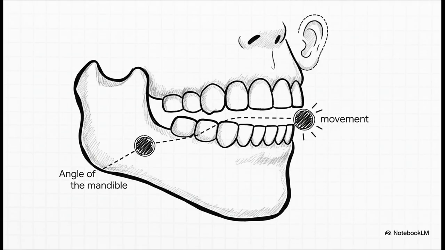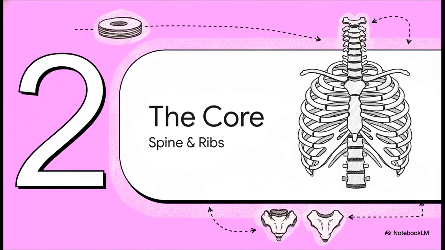Just in front of your ear, as you open and close your mouth, you can feel that movement. That is the condylar process. Understanding these two points is absolutely crucial for any work you do around the TMJ, the temporomandibular joint. From the head, we're going to travel down to the central pillar of the body, the spine and the ribs.